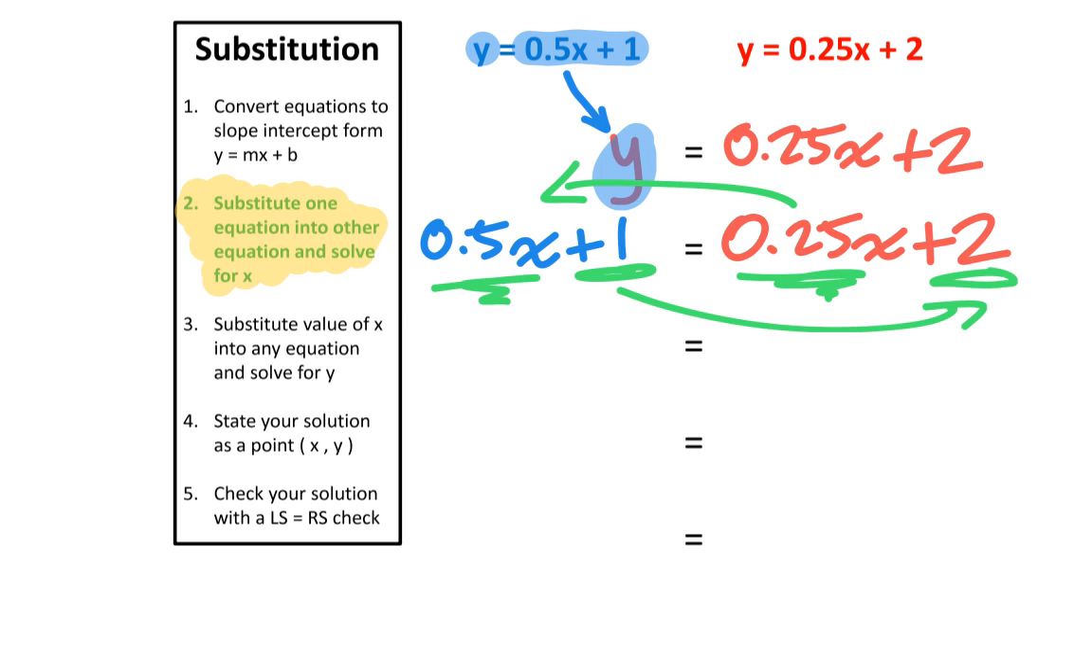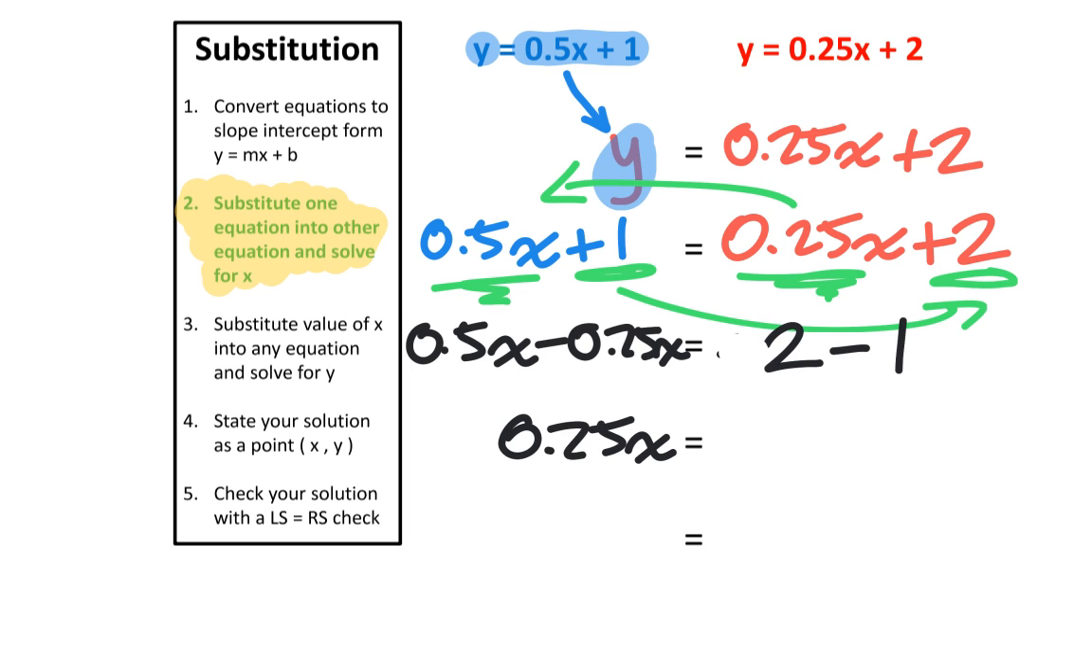Now, when you move a term to the other side of an equation, it becomes the opposite. 0.5x hasn't moved, so it's still the same. Now, 0.25x is now negative 0.25x. The positive 2 hasn't moved, so it's going to stay the same. And positive 1 now is negative 1. I don't need the positive sign in front of 2, so I'm going to erase it. I can now simplify both sides of the equation. So 0.5x minus 0.25x is going to give you 0.25x. And 2 subtract 1 is going to give you 1.